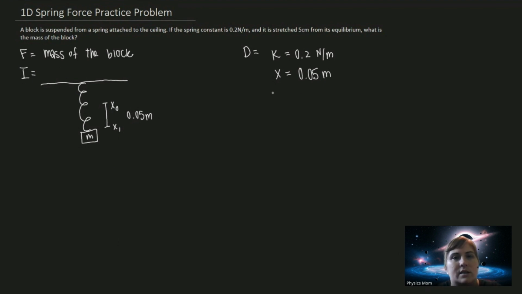The next letter in the acronym FIDESA is E. E stands for equations, and this is all the equations that I know I need, or I think I might need, to solve this problem. For starters, we need to know that the net force is going to be equivalent to the sum of all the forces. So we're just adding all the forces together. We're going to have two forces here.